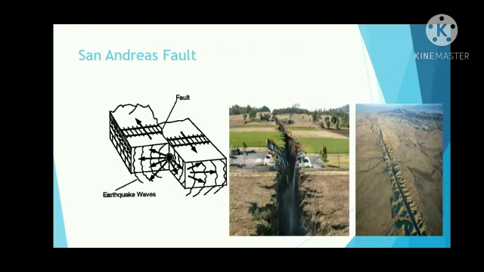So a bright example of transform fault boundaries is the San Andreas Fault. The San Andreas Fault is a transform plate boundary accommodating horizontal relative motion. The San Andreas Fault is a continental transform fault that extends roughly 1,200 kilometers through California. It forms the tectonic boundary between the Pacific Plate and the North American Plate.